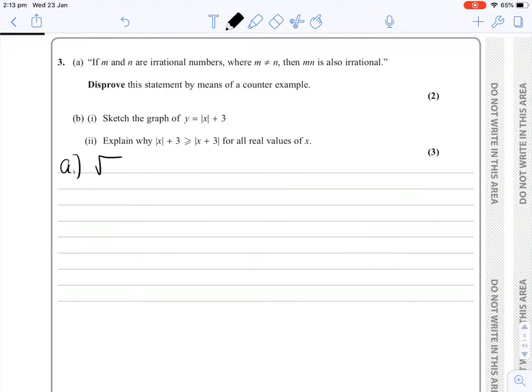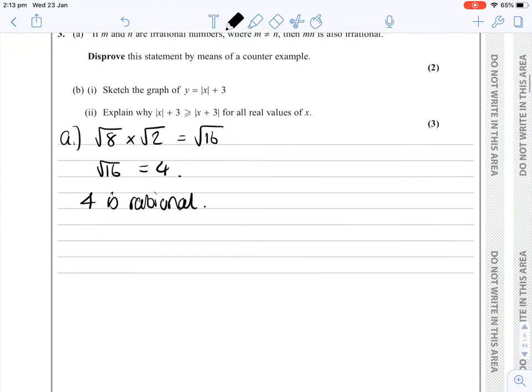So, for instance, root 8 times root 2 is equal to root 16. Root 16 is equal to 4. 4 is rational. Therefore, the statement is false.